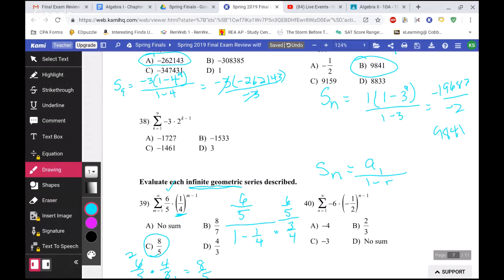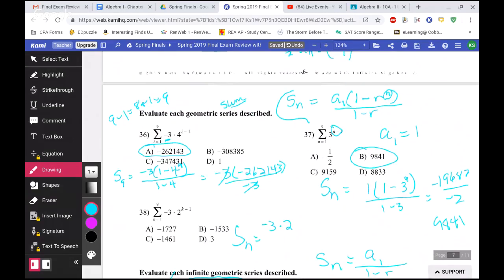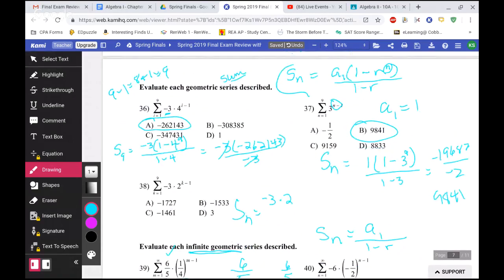All right, so Miss Sparks will do this one right then. The value of the first term is going to be negative 3, times 2, and then Miss Sparks will do this one right. It's supposed to be n, which is 9, all divided by 1 minus the common ratio, which is 2.